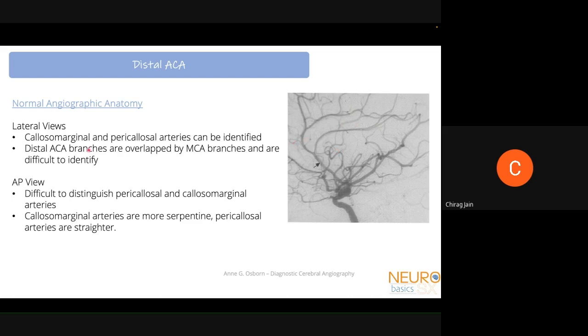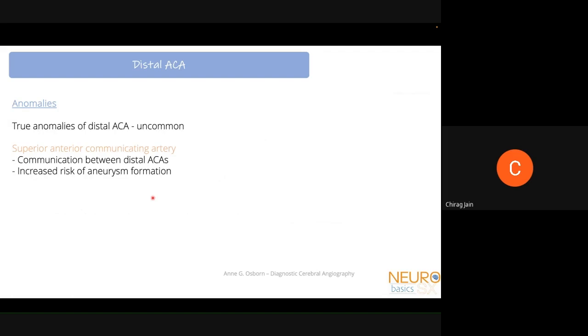Here, the distal ACA branches, which are rising distally, will be overlapped by the MCA branches. So here you will not be able to identify the distal ACA branches. In the AP view, you cannot distinguish between the pericallosal and callosomarginal arteries. A little bit of a difference is that the callosomarginal arteries will be a little bit more serpentine, while the pericallosal arteries will be straighter, but that is not really the best way to differentiate on an AP view. In the distal ACA, it's very unlikely you'll get any anomalies. A variant can exist where you have a communication between the distal ACAs, and that is known as a superior anterior communicating artery. It can lead to an increased risk of formation of aneurysms in the distal ACA.